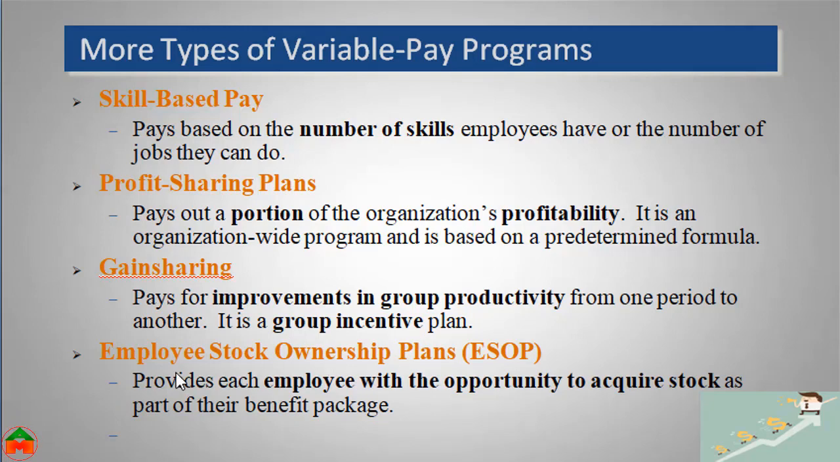And another way to ensure the motivation of employees by payment is employee stock ownership plans. This option provides each employee with the opportunity to acquire stock as part of their benefit package. That means under this payment system, the employee can get the stock as a benefit, and that will also motivate the employees because as a stockholder, they will think that they are the owner of the company, and as an owner, they will focus on their performance to increase the growth of the organization.